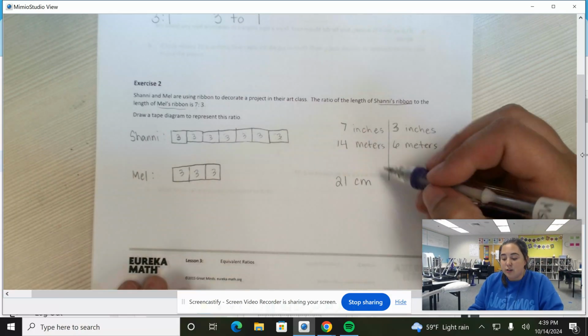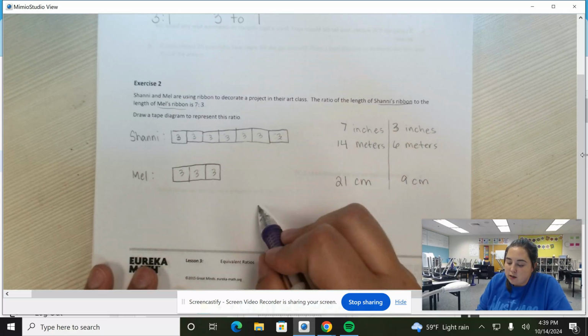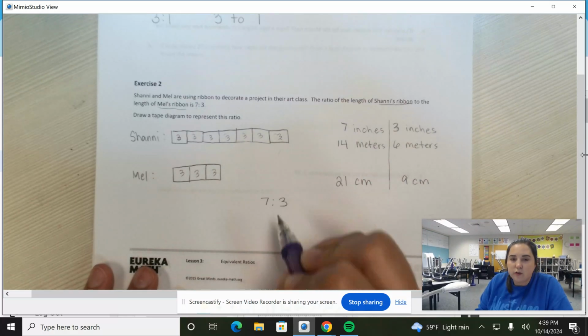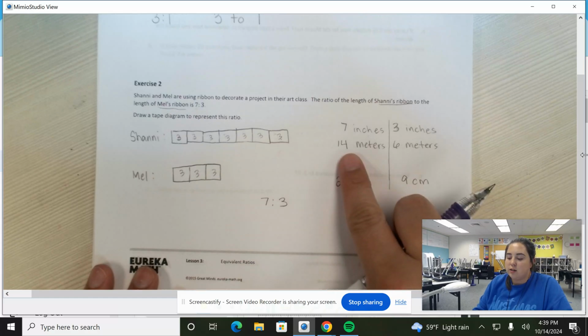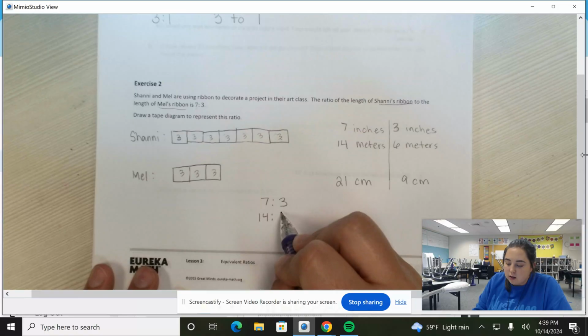But over here, you'll notice I didn't actually write ratios. I was just kind of making a table to show this. If I was to write the ratios, this one would be 7 to 3. 14 meters to 6 meters would be 14 to 6.